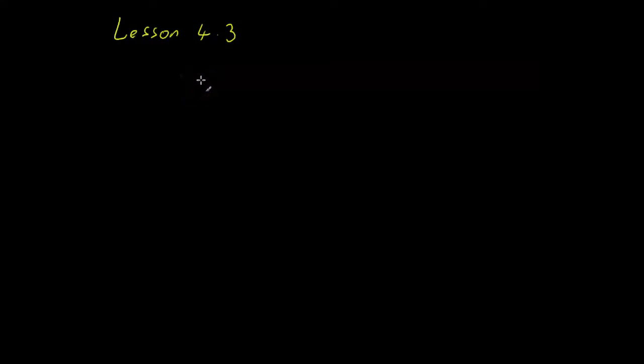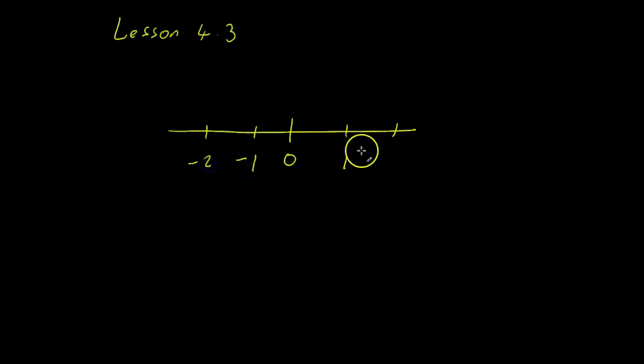Today we're going to be looking at absolute values. This is taken from our integers, where we had the number line, if you can remember. An absolute value is a number's distance from 0. So for example, I just want to put these in here.